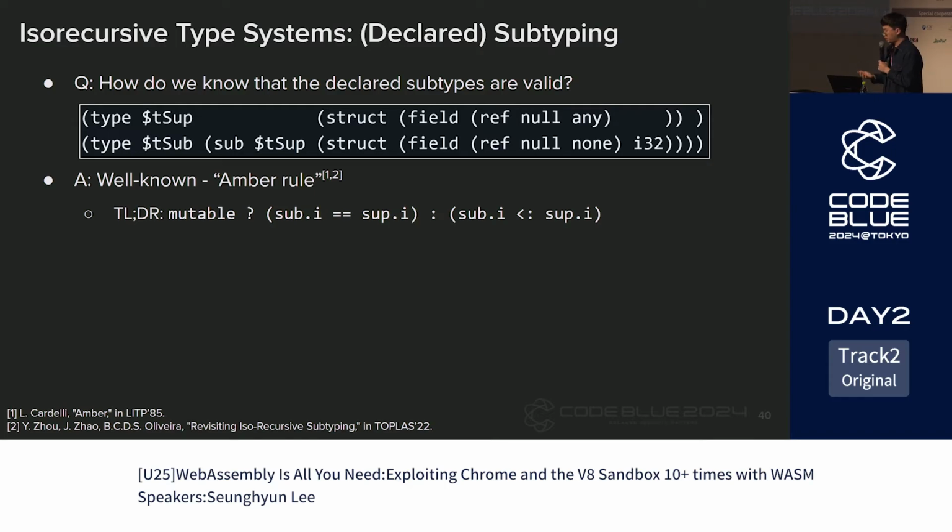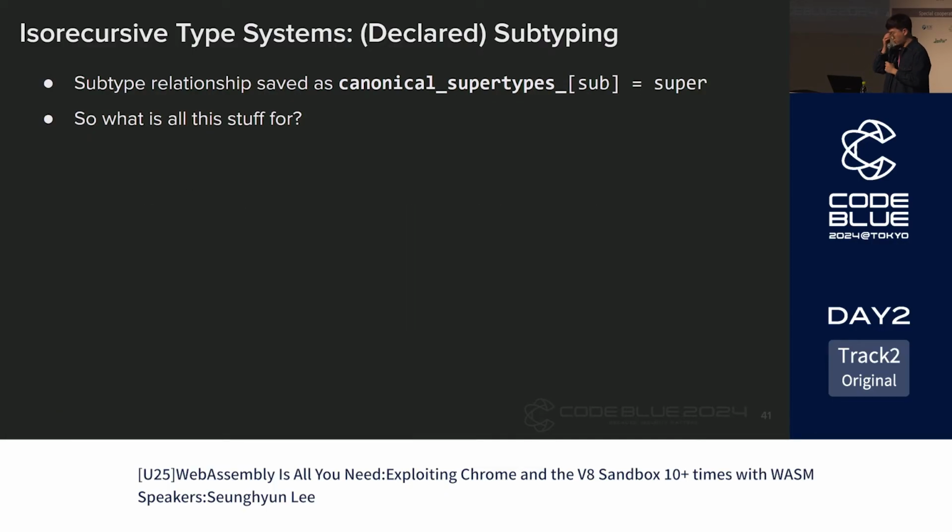But a simple explanation could be that for mutable fields, it should be invariant, and for immutable fields, it is allowed to be covariant. So this subtype relationship is also stored in a global canonicalization state named canonical supertypes, where the index in this case is the canonicalized subtype index, and the value resulting from it is the canonicalized supertype index.